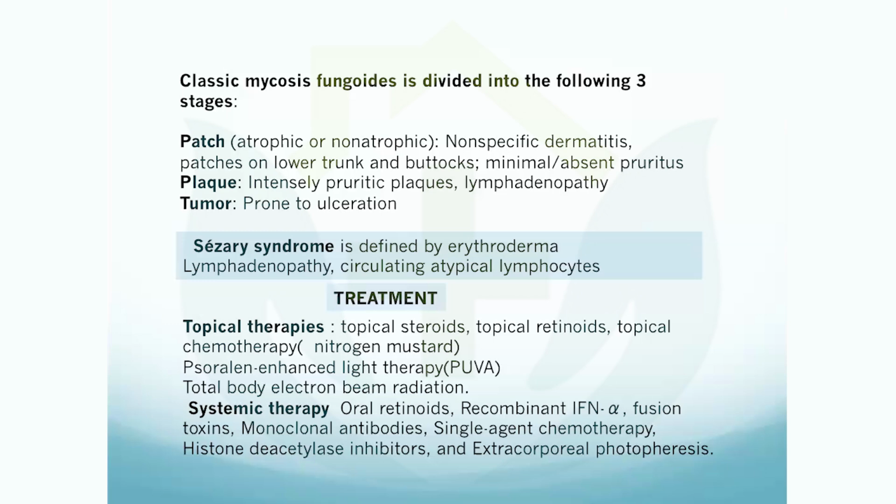Topical steroids, topical retinoids, topical nitrogen mustards, psoralen and light therapy, that is PUVA, and total body electron beam radiation are all used for mycosis fungoides. And for systemic treatment, we have retinoids, recombinant interferon alpha, and monoclonal antibodies. All these things have been tried in mycosis fungoides treatment.